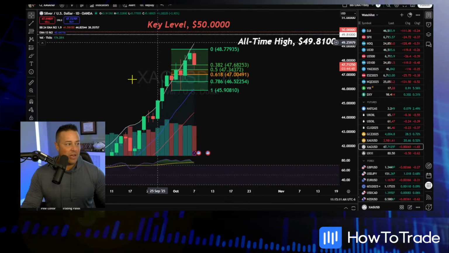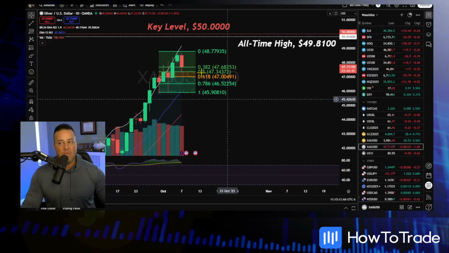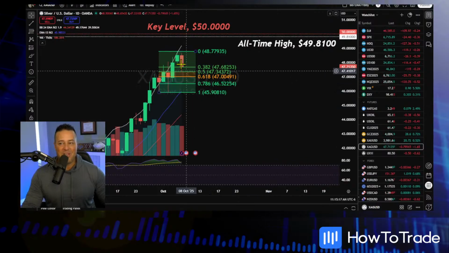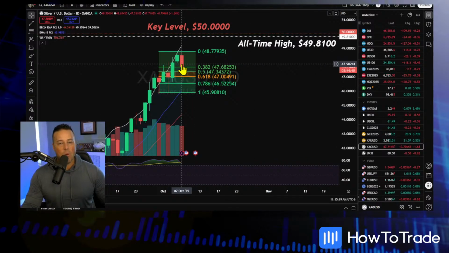One last one, and then we've got to get on with the program here. Key level, 50. Big pullback in silver, still extremely bullish, but nice big washout. This is what I would call a washout. It's hammered all the intraday longs, all the retail longs that are positioned long silver.